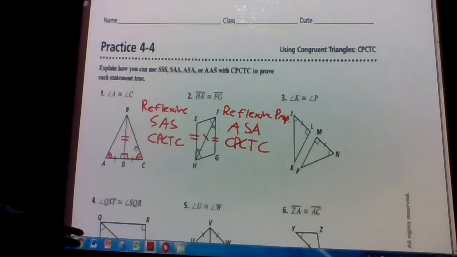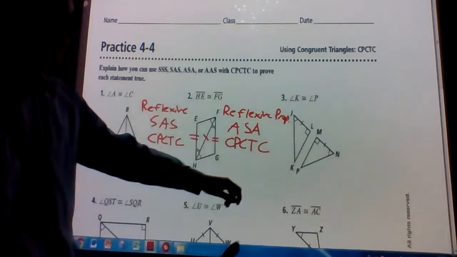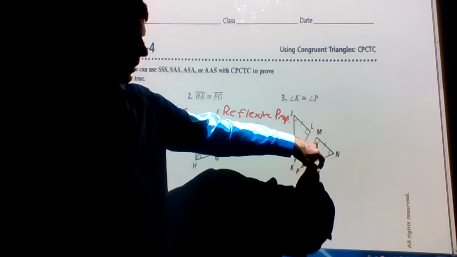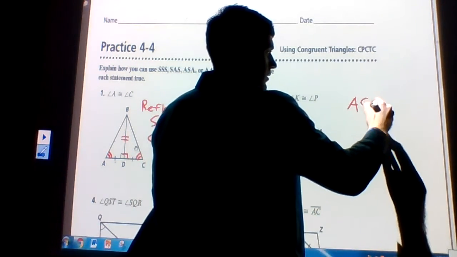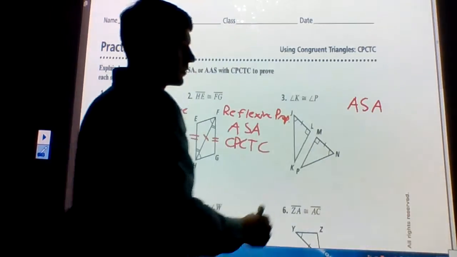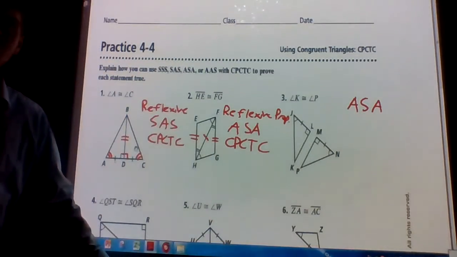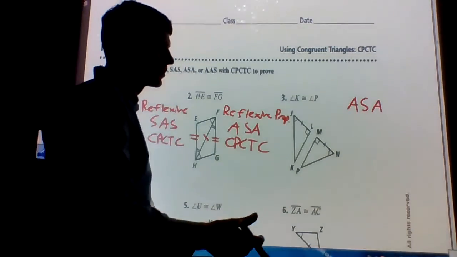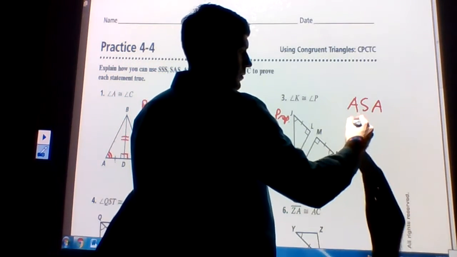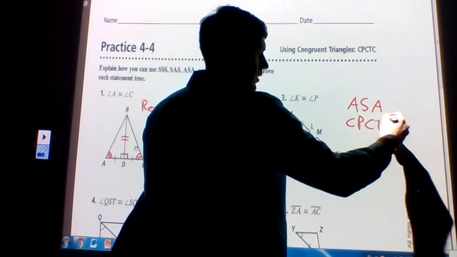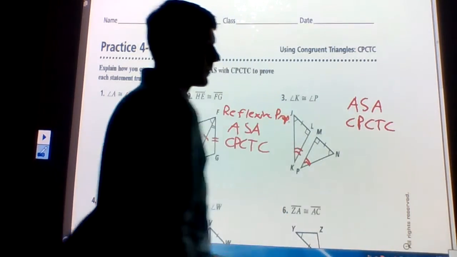But if we were to use the triangle postulate, we would have angle, side, angle. So that tells us the triangles are congruent. Since we know the triangles are congruent, we know all the pairs of angles and all the pair of sides are congruent. So we know that angle K would be congruent to angle P because the corresponding parts of congruent triangles are congruent.